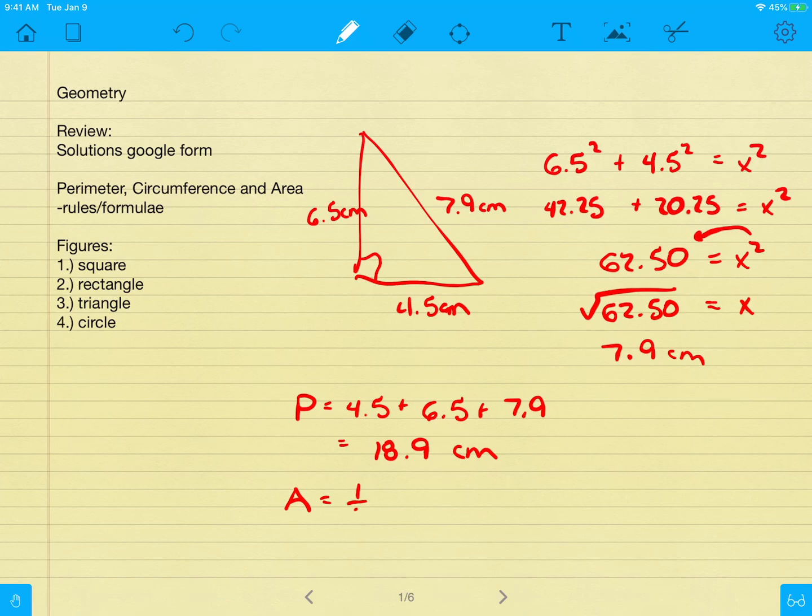And then for area, you just take the length times width, or base times height, and cut it in half. Well, my base and height, again, have to be touching the 90, so it's your 2 legs. So 4.5 times the 6.5. Those are your 2, base and height. So 4.5 times 6.5, and then divide that by 2 or cut in half. It ends up being 14.63-ish. That's in centimeters squared. There's your area. That's how many little square tiles will fit in there.